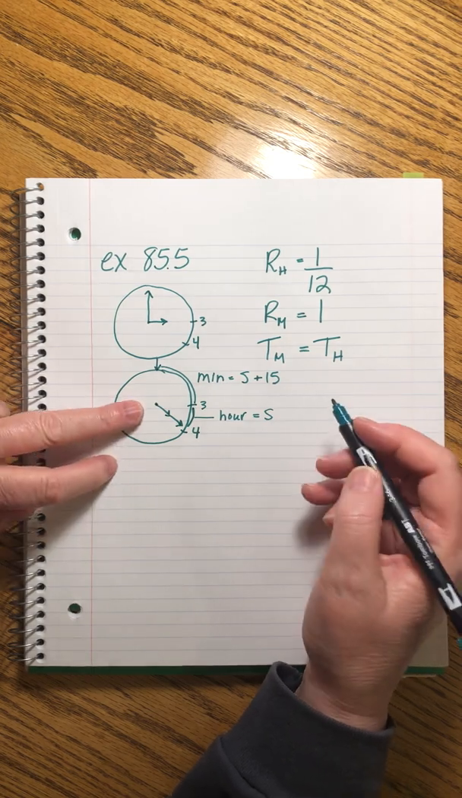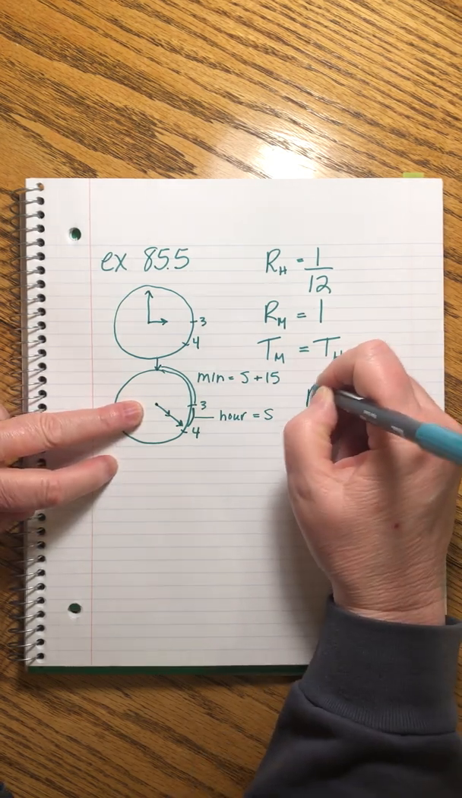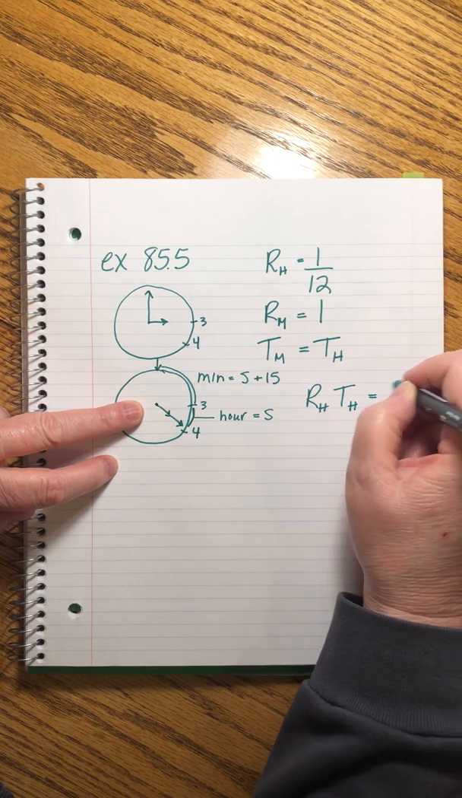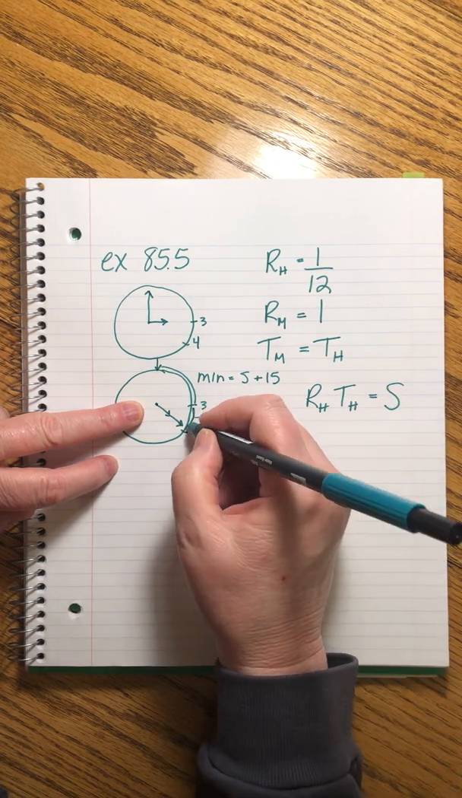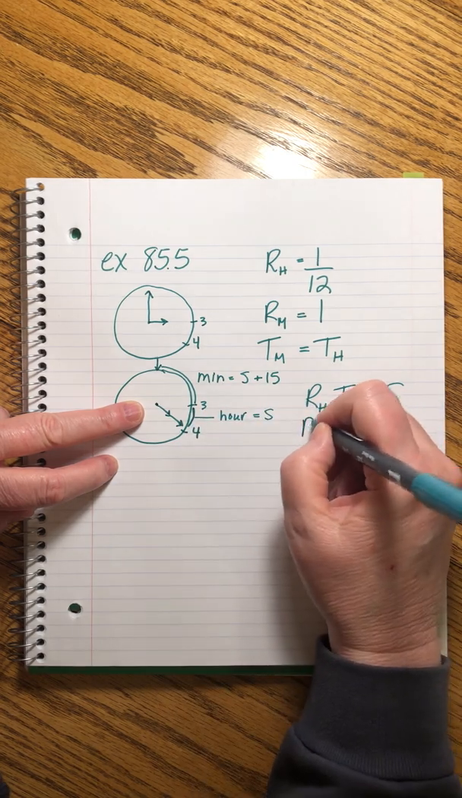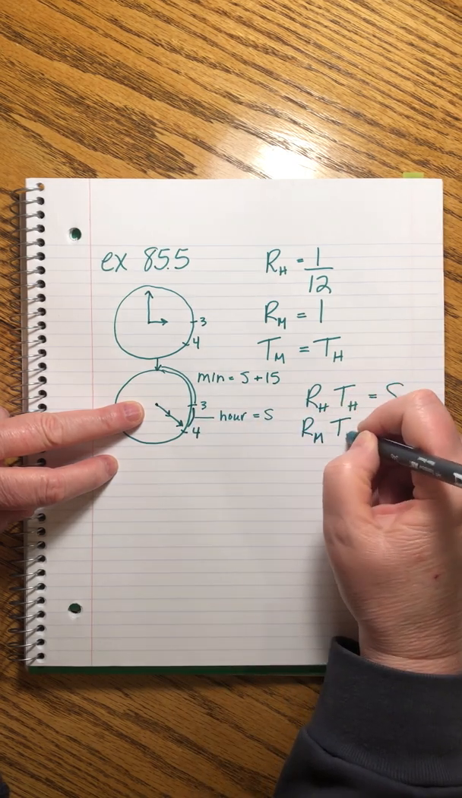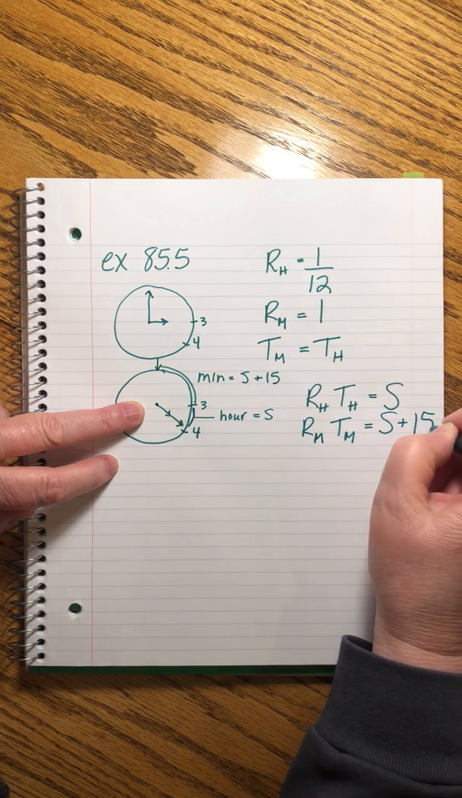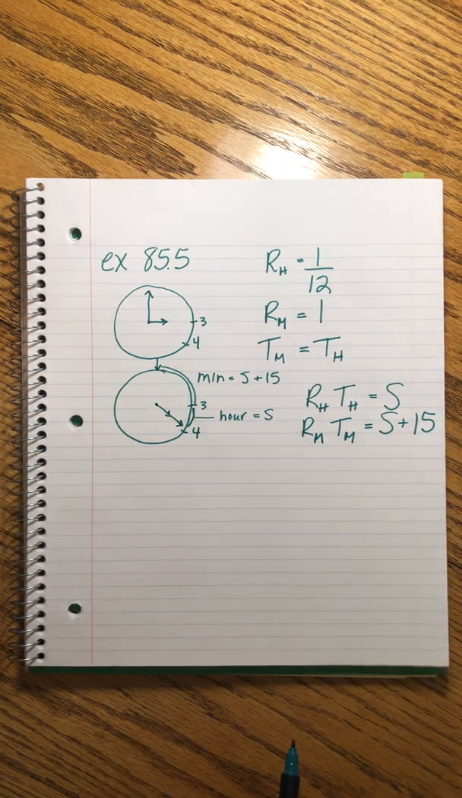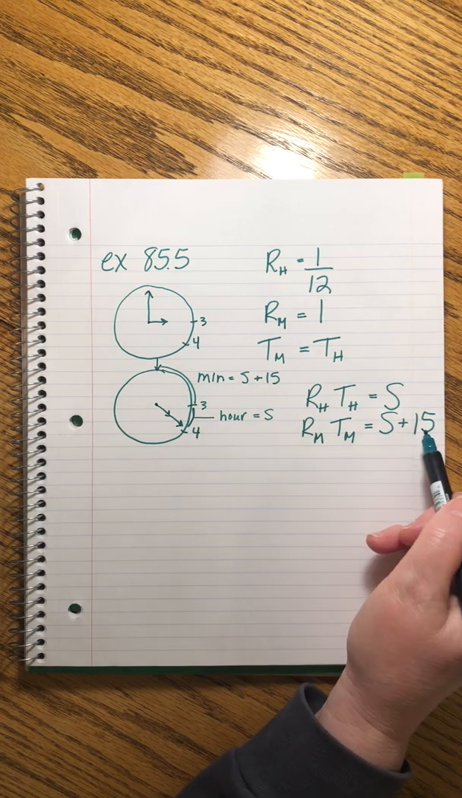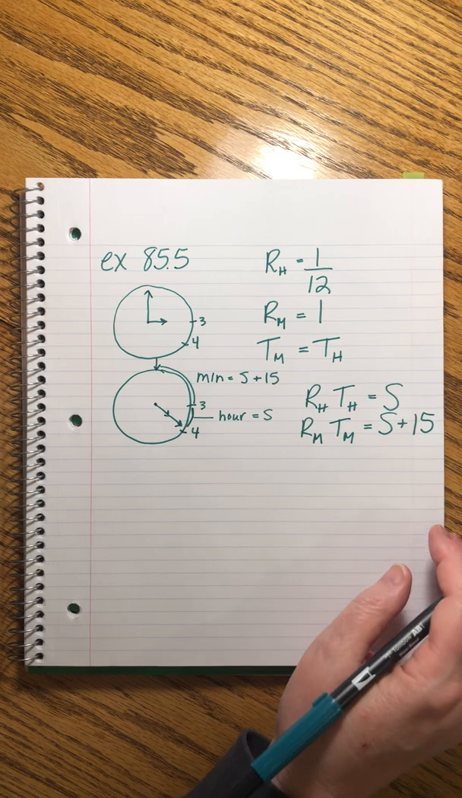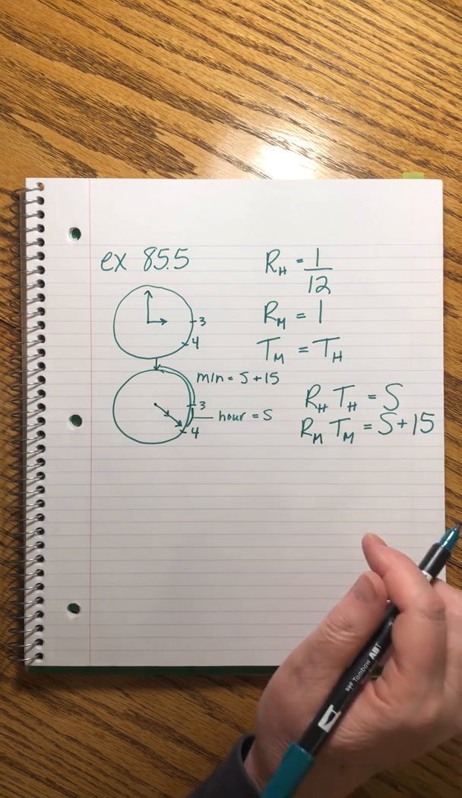So I know that the rate of the hour hand times the time of the hour hand is going to equal S spaces right there. And the rate of the minute hand times the time of the minute hand has to be S plus 15. And now all my worst nightmares are happening because I have an S and a 5. My S's look too much like 5s. It drives me crazy. Okay, so what are our steps?